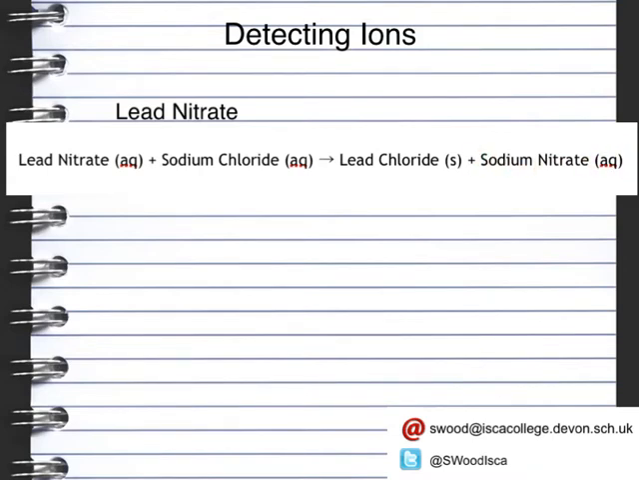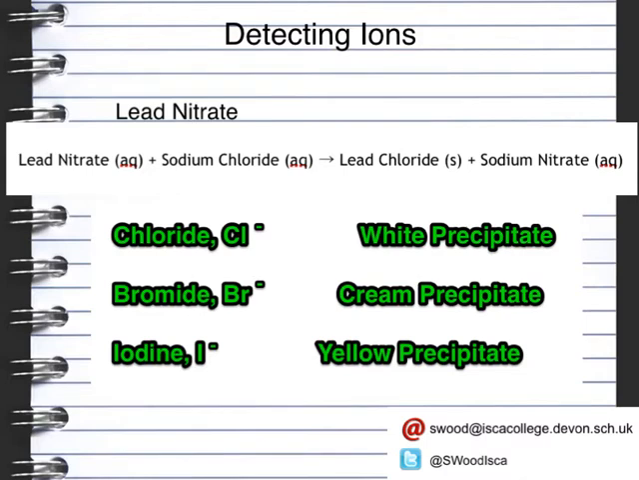The sodium nitrate remains aqueous. You can add lead nitrate to all the different halogens or halide ions, and this is how you can detect them. So if you were to have chloride, this lead chloride solid here would be a white precipitate. If you were to do it with sodium bromide, you would get a cream precipitate, and with the iodine or iodide you would get a yellow precipitate.